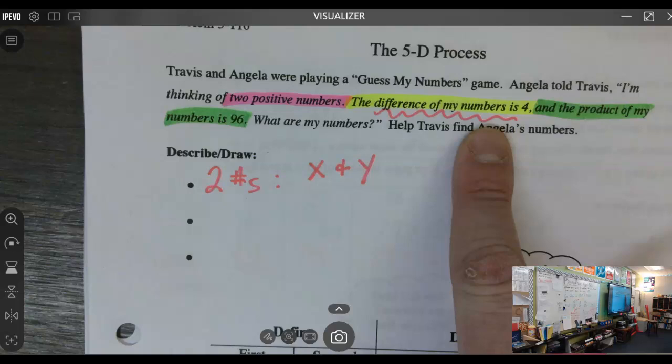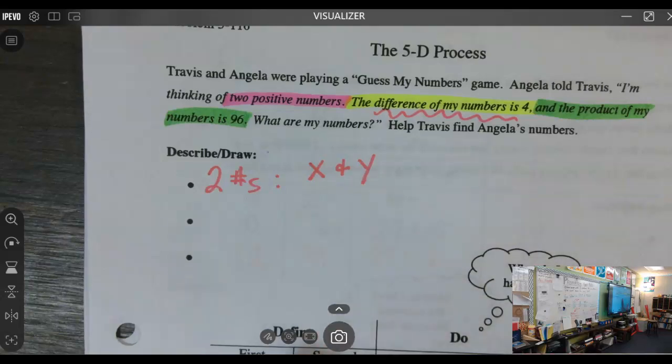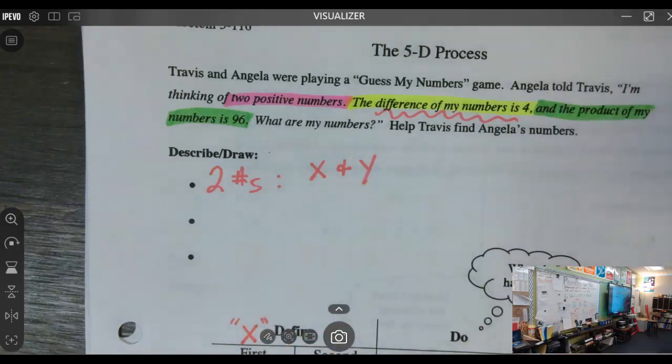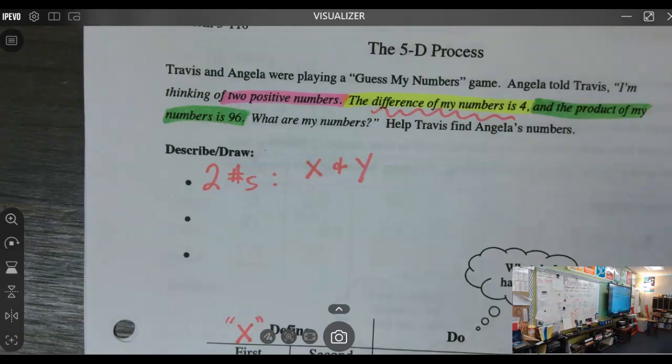We want to show that between these numbers there is a difference of 4. So if I call my first number x, what does it mean for numbers to have a difference of 4? Anyone have a sibling whose age is a difference of 4? That's why we're talking about it. It means there's 4 between them.